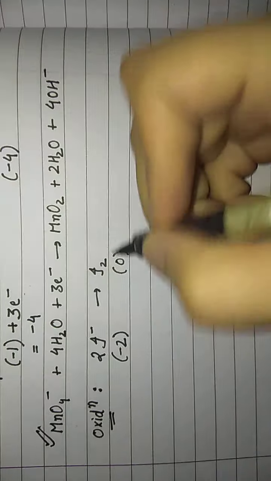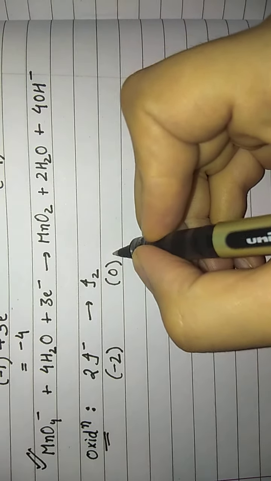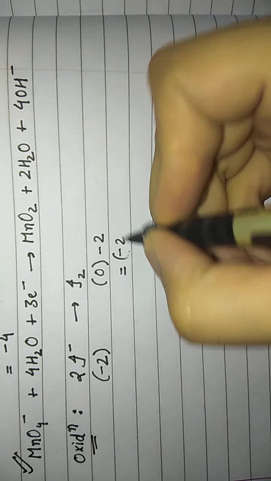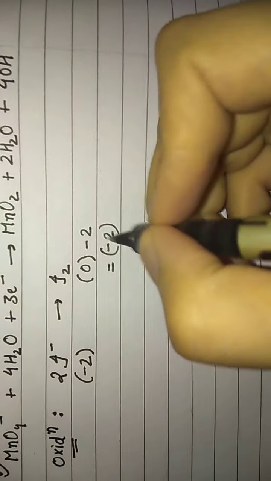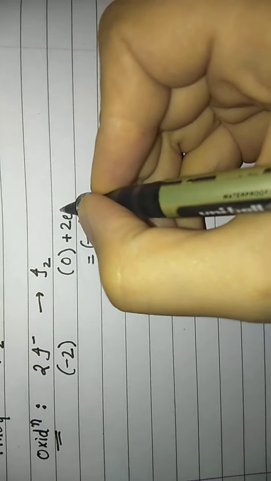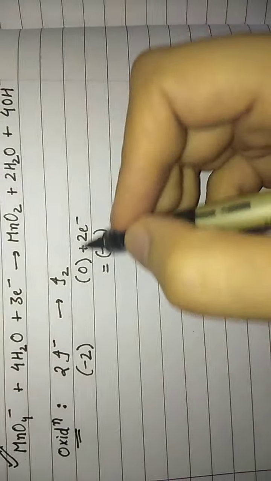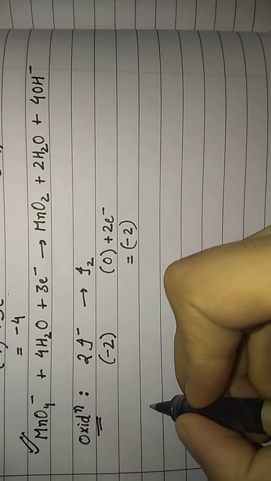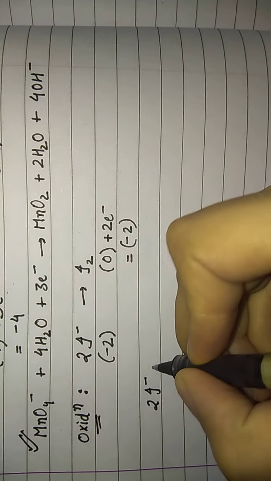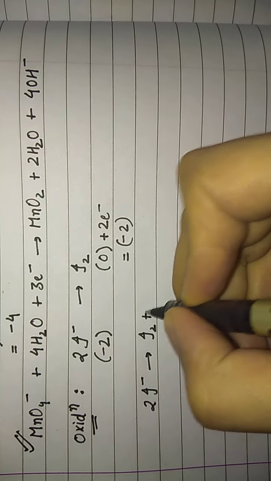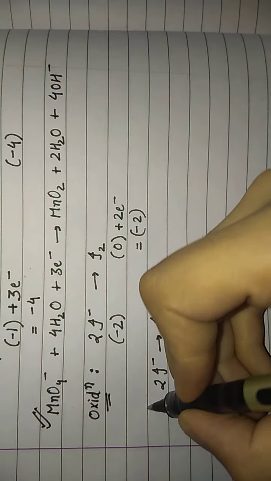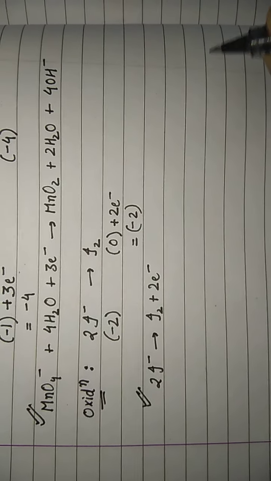Now how do I make these two charges equal? If I get a -2 on the right hand side, this will also become equal to a charge of -2, just like on the left hand side. Alright, but how do I get a -2 here? By adding 2 negative electrons. By adding 2 electrons, I can make the charges on the left and the right equal. So my balanced oxidation half will be 2I minus giving I2 plus 2 electrons. This is my balanced oxidation half.